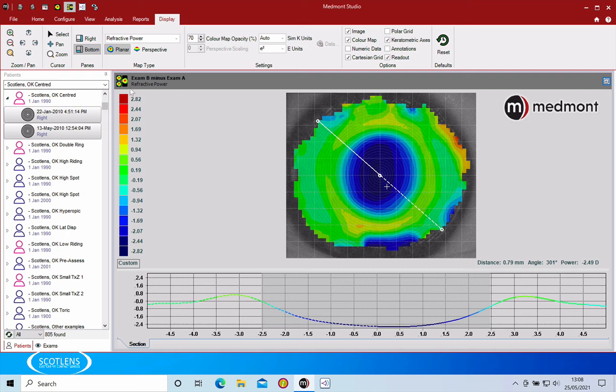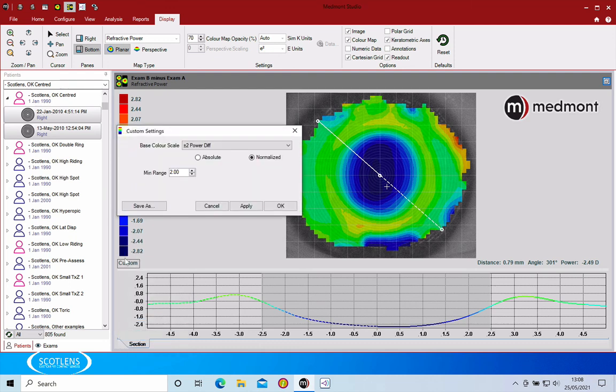So that's the scaling. The units are either in millimetres or in diopters, and the scale at the left can either be fixed or normalized, and you can change it in the measurement software through this button, whether you want an absolute scale or a normalized scale.